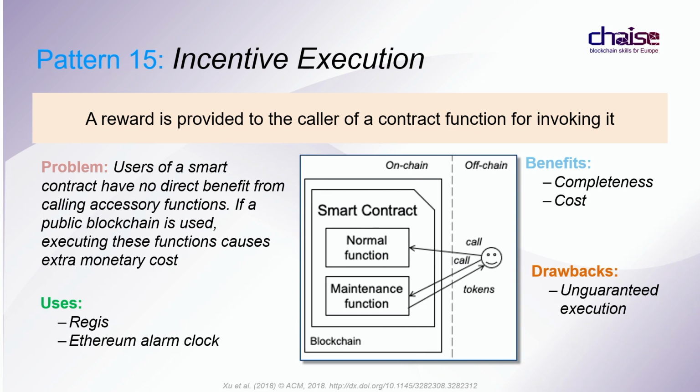Solution. Reward the caller of the function defined in the smart contract for invoking the execution. For example, sending back a percentage of the payout to the caller to reimburse the gas execution cost. Benefit. Completeness. The execution of the accessory functions helps to complete the regular services provided by the smart contract. Cost. Users who expend resources to execute the accessory functions are compensated by the reward associated with the execution.